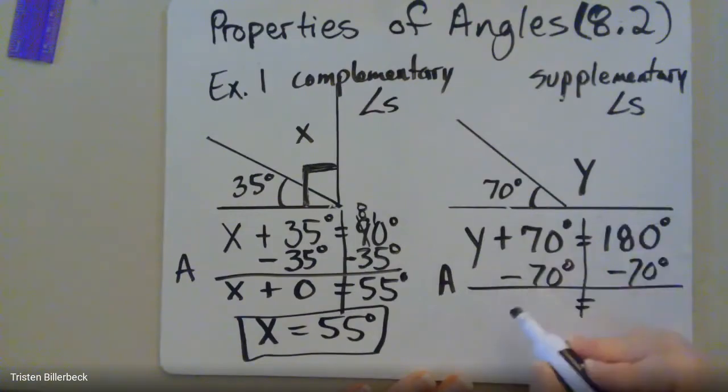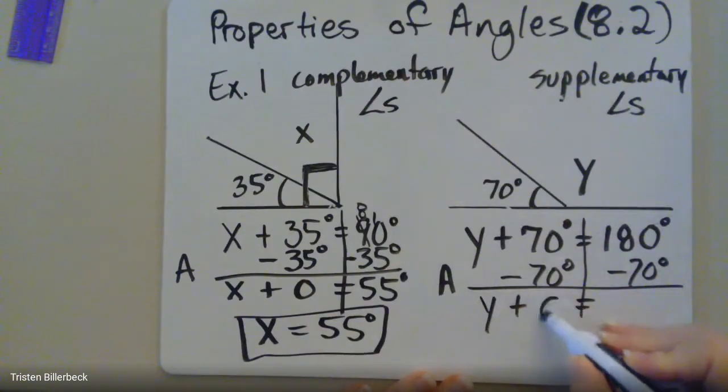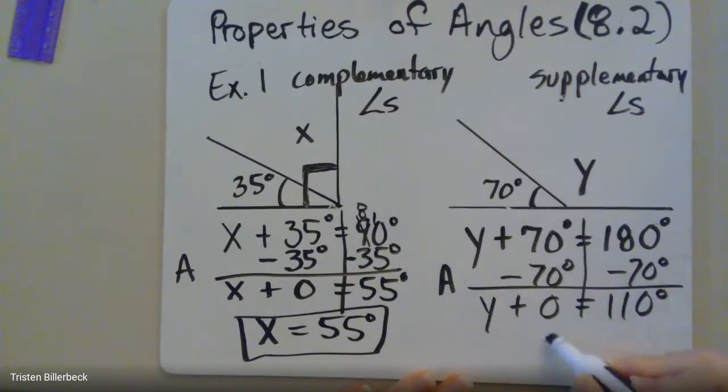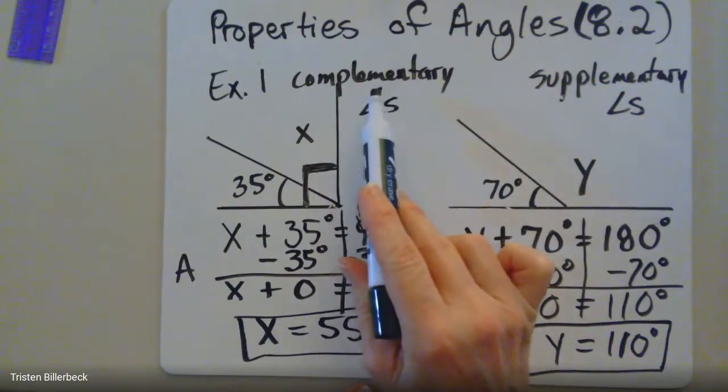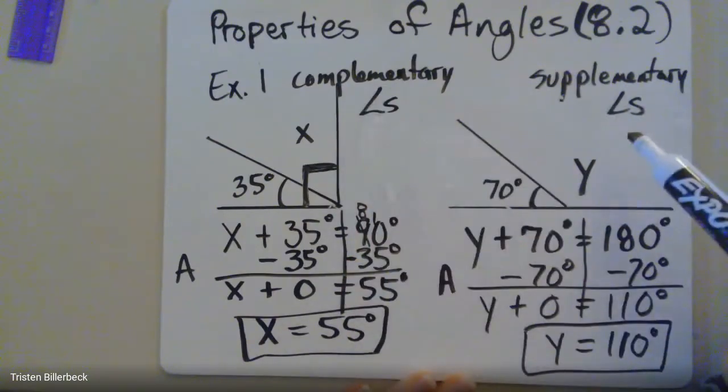So when we add it together, we have y equals, and then 180 minus 70 degrees is 110 degrees. So we have y equals 110 degrees. And let's not forget our little degree symbol, that's pretty important. Okay, so that's the first step to adding angles. When we know that they're complementary, they add up to 90 degrees, or supplementary, they add up to 180 degrees.